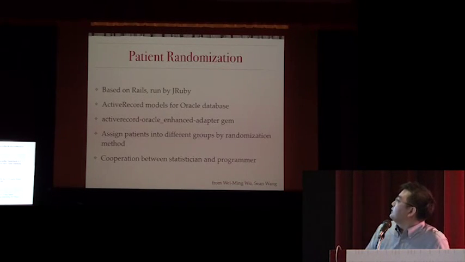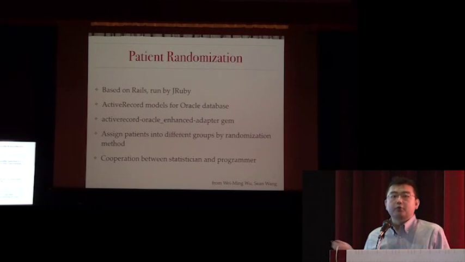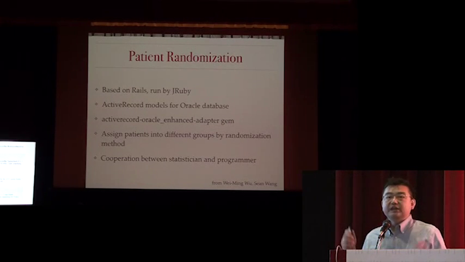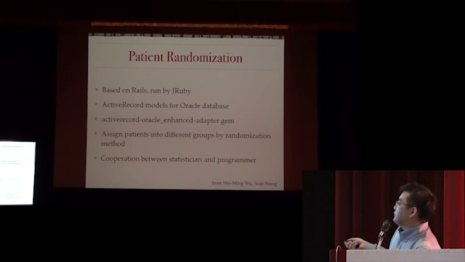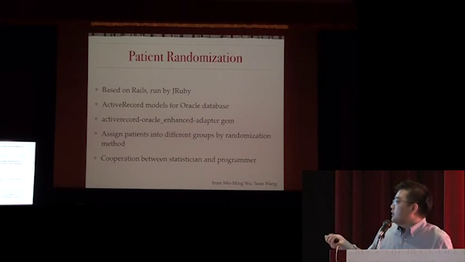Okay, and we also did some work on patient randomization. It's also based on JRuby, Rails, and Oracle database. We need to assign patients to different groups, because we need to choose the right people. So it uses statistical methods and randomization methods. It's work in cooperation with scientists, programmers and statisticians.